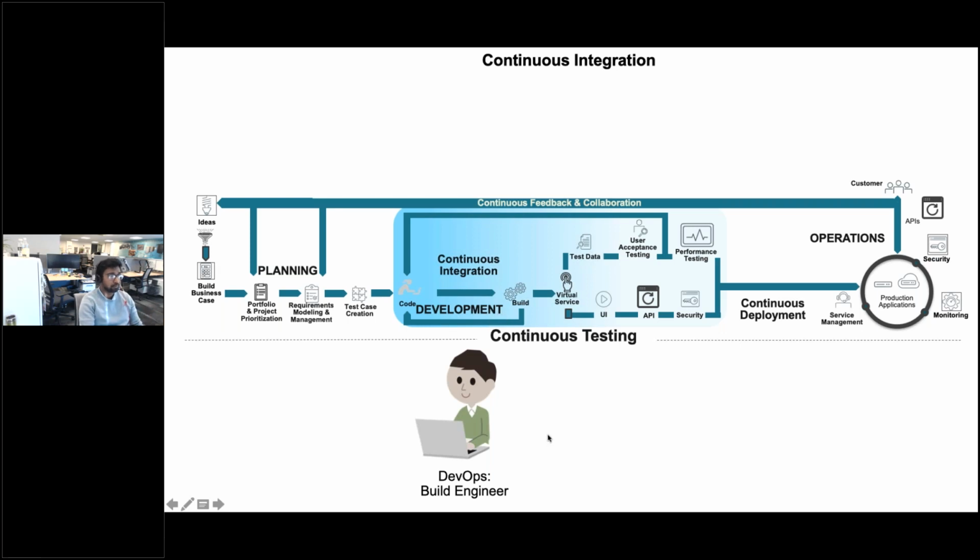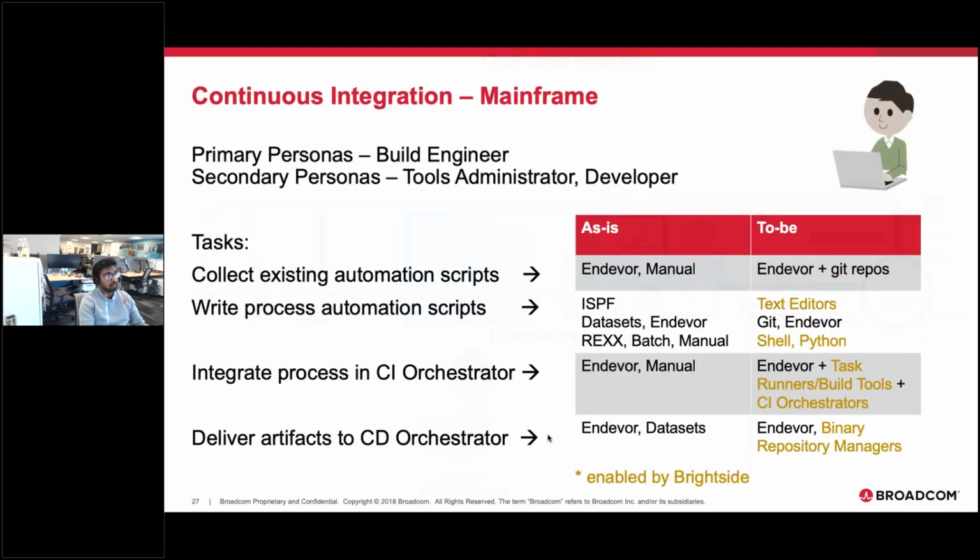Now, that's the role of a build engineer. What do they typically do? They're collecting their automation scripts, they're writing maybe new process automation scripts, they're integrating this process into a CI orchestrator, and then finally delivering these artifacts into the CD orchestrator as well, and we'll meet that persona next as a release engineer. So today, they're likely doing this in Endeavor, or doing it even outside of Endeavor manually without using the Endeavor processors.